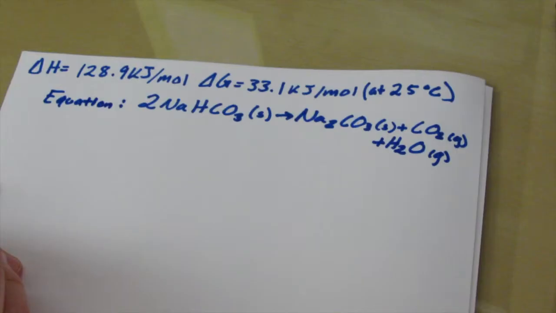Now we will find the temperature at which something spontaneously happens. Sodium carbonate can be made by heating sodium bicarbonate. Given that delta H is equal to 128.9 kilojoules per mole and delta G is equal to 33.1 kilojoules per mole at 25 degrees Celsius, find the temperature at which the reaction becomes spontaneous. The complete equation can be seen on the paper.